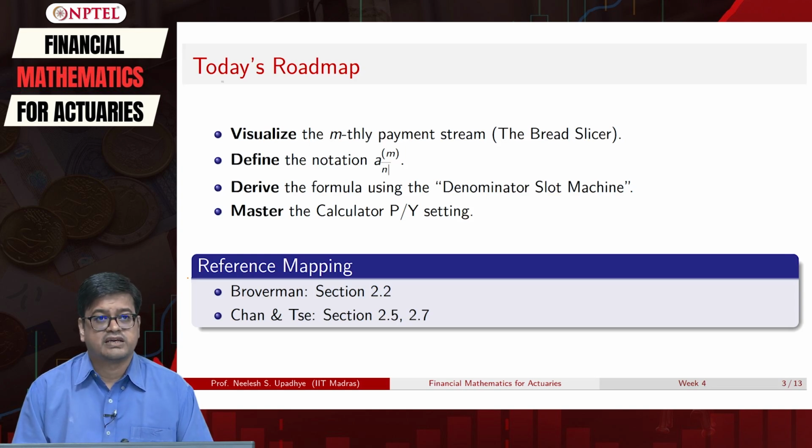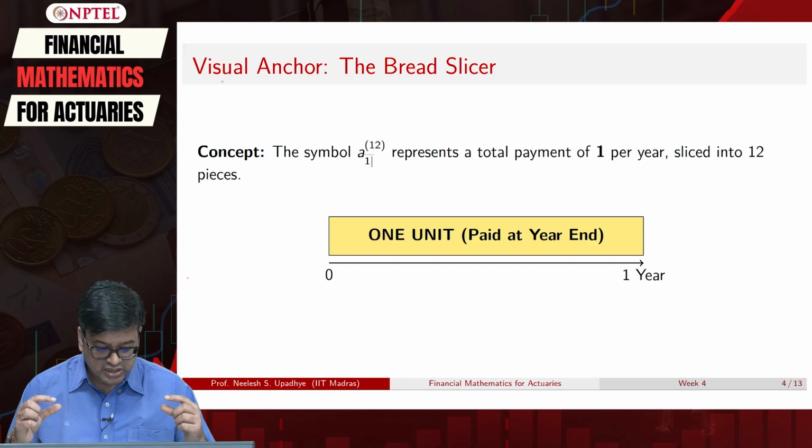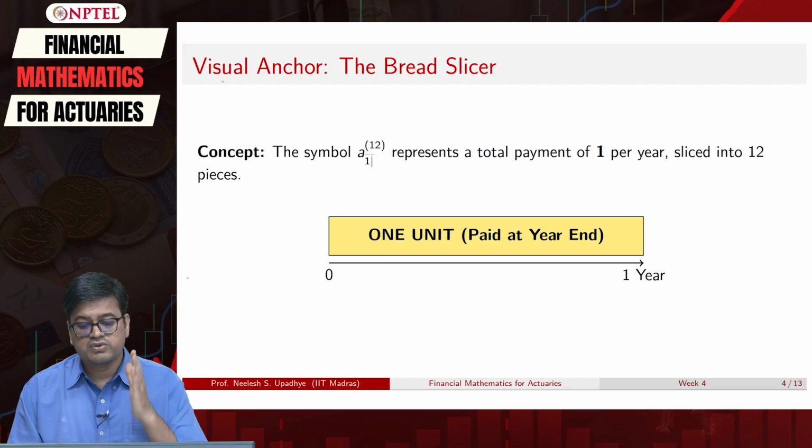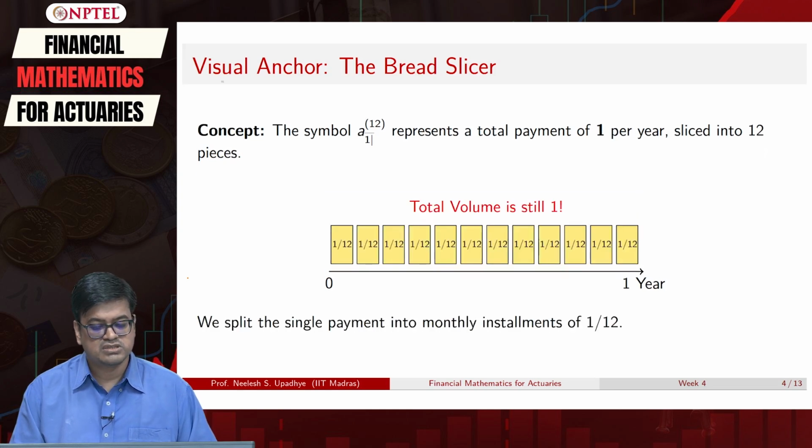Okay, so let us take our first agenda, which is visualizing a monthly payment stream. So how to visualize? Here is 1 unit of payment that you are supposed to make or get. This is the 1 unit which should be paid at the year end. But in general, what you are doing is actually paying on a monthly basis. So you will not pay this in full, but you will slice it into 12 payments.